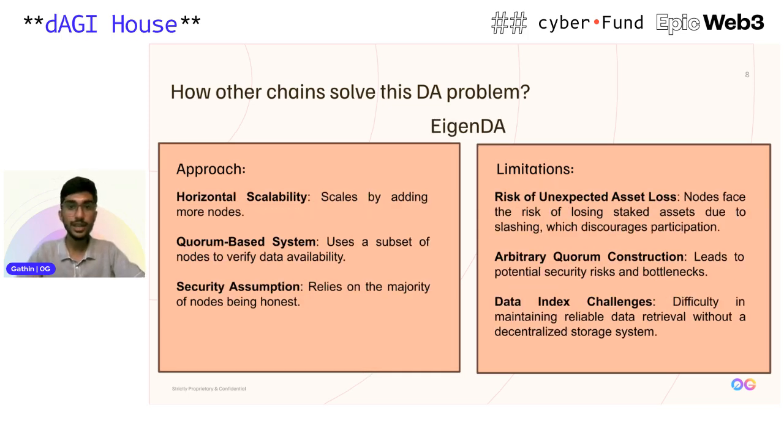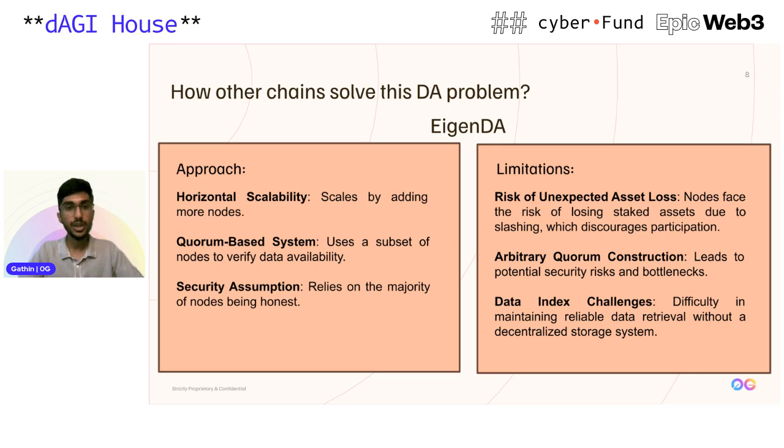Next, we look at how the EigenDA data availability layer solves this problem. They have a unique approach compared to Celestia: horizontal scalability. Whenever there are more interactions with the blockchain and we need to scale it, multiple nodes are present so that they can split up the tasks and verify them. For that, horizontal scalability is used, and the scaling is done by adding more nodes to the blockchain. Next is the quorum-based system, which uses a subset of nodes to verify data availability. Even though all nodes are present, a few nodes in EigenLayer are selected randomly as a quorum, and they process certain data and make sure the proof is verified.